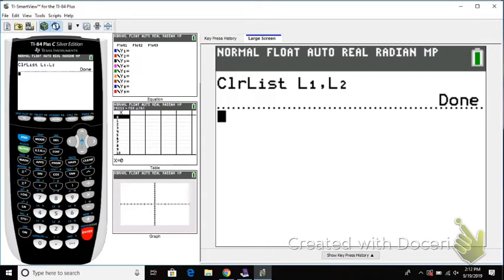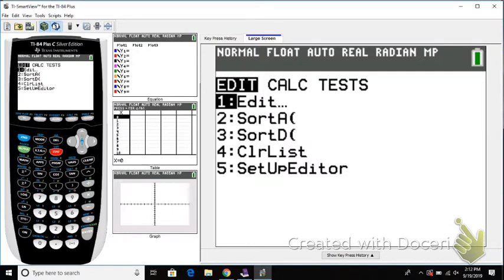Okay, so now that I've cleared my list, what do you suppose I'm going to do to my list? Make a list. So what is my home button for this? Stat. So I'm going to go into stat. And what do you suppose out of all of these would allow us to change or put stuff into a list? Edit. If you're going to change something, you're editing something. So we're going to edit this.